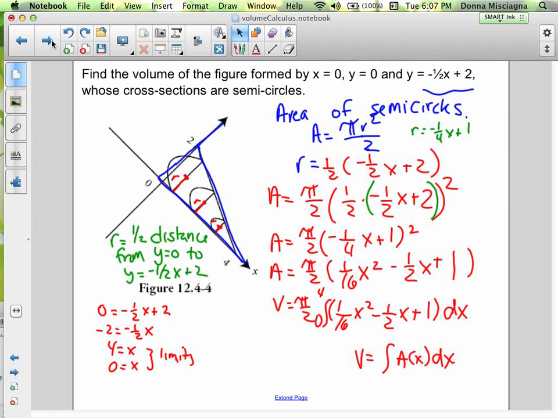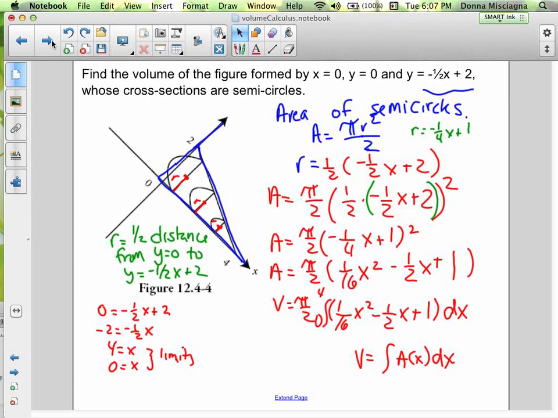I distributed the 1/2, so we have negative 1/4 x plus 1, squared. So the 1/2 is being squared because it's part of the radius. It's this whole thing, 1/2 of negative 1/2 x plus 2, because it's half the distance. So we square that, and that would be 1/16 x squared minus 1/2 x plus 1. So we're going to integrate that. We can just pull out the pi over 2 because that's constant. We're integrating from 0 to 4.